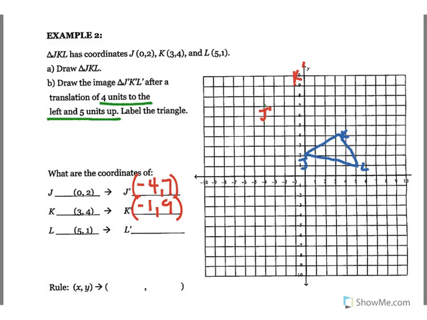And you do the same thing for L. You count 4 units to the left and 5 units up. So your new coordinate for L would be at 1, 6.